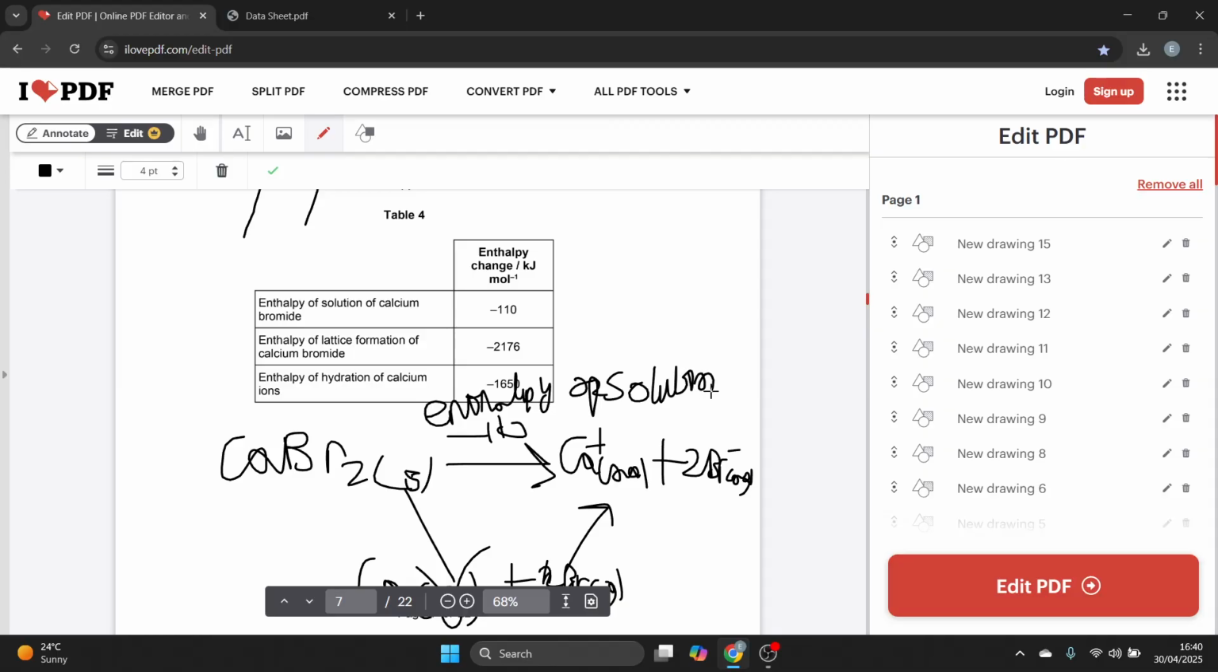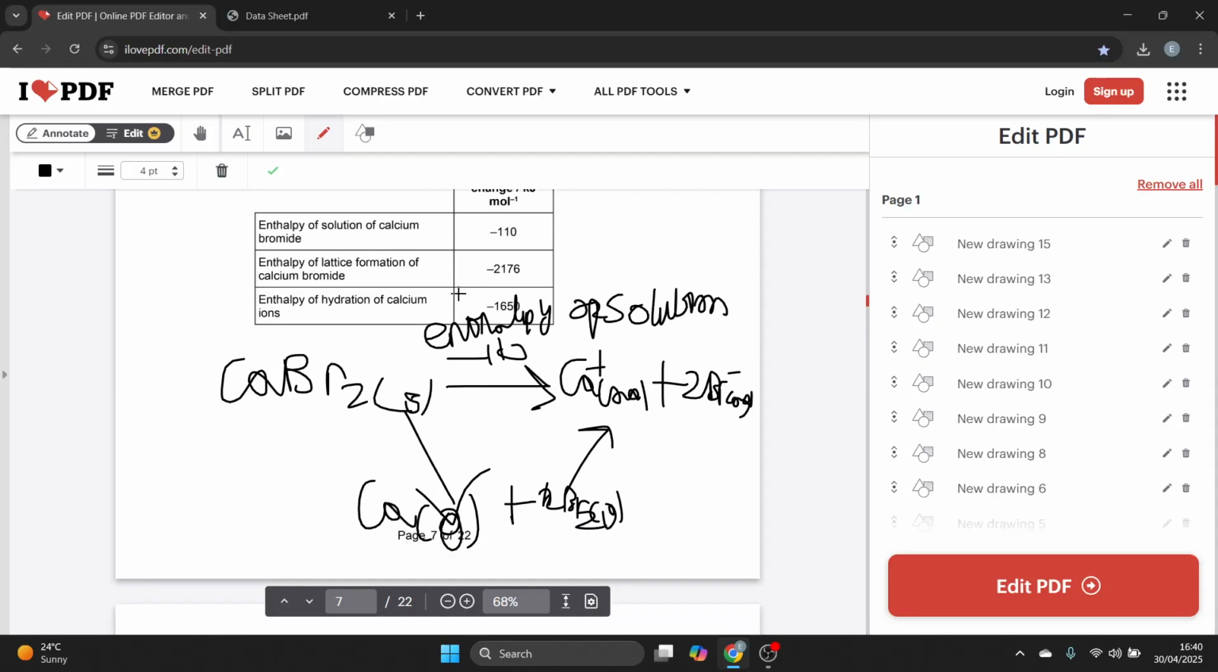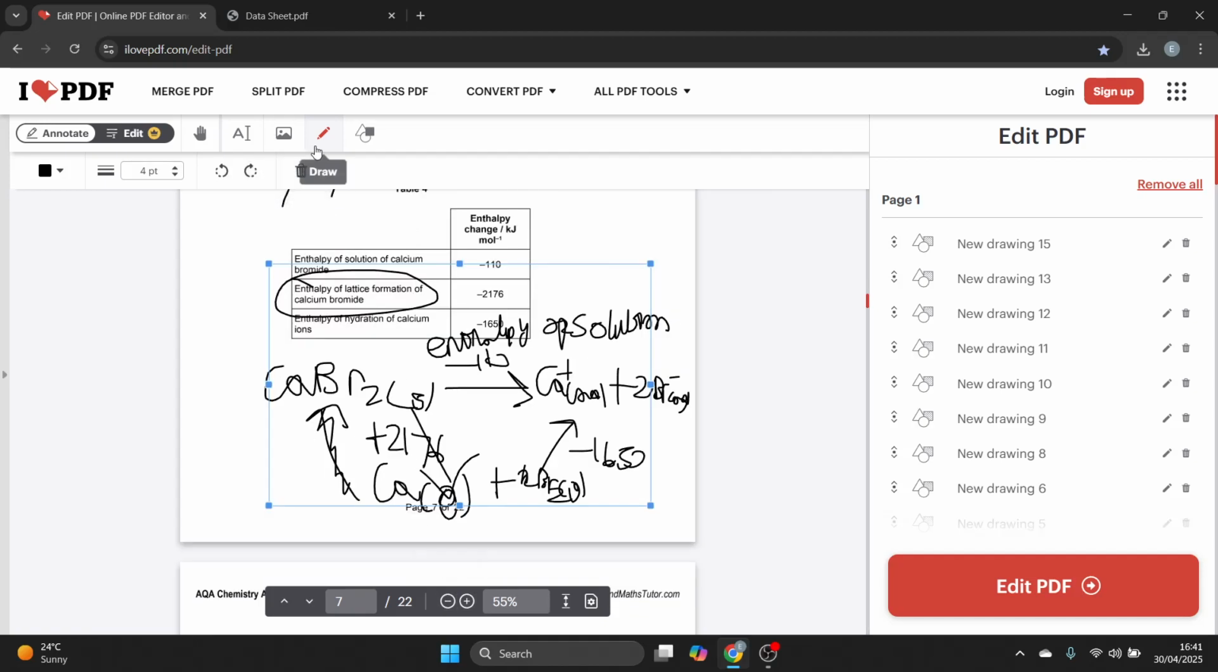The enthalpy of lattice formation of calcium bromide is minus 2176. But what does that mean? That means if I'm going this way, it's minus 2176. But I'm not, I'm dissociating it, so it's going to be plus 2176. And the hydration of calcium ions is minus 1650. So now I'm going to have to construct the equation.